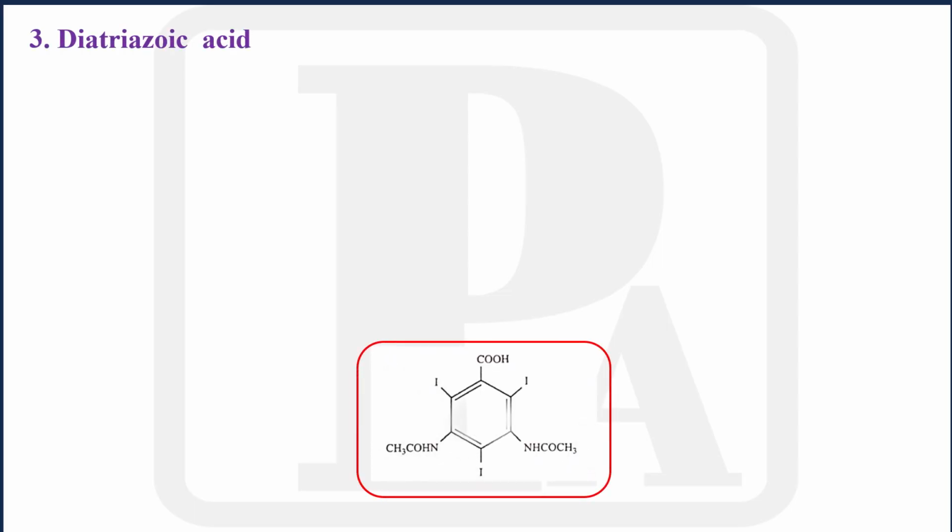So third one is diatriazoic acid. So look at the structure of diatriazoic acid. This is also having a phenyl with 3 iodines. So here, what is the parent? The parent is benzoic acid, that is benzene ring with acid, benzoic acid with 3 iodines with 2 acetamide groups. So we have 2 acetamides. What is diatriazoic acid? That is benzoic acid with 3 iodines with 2 acetamide.